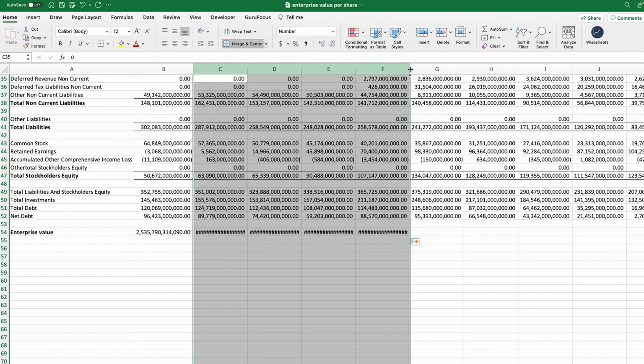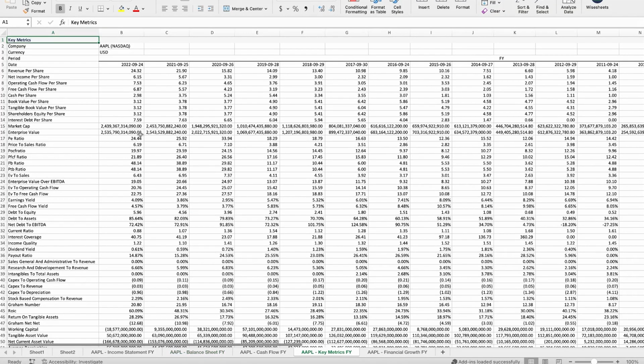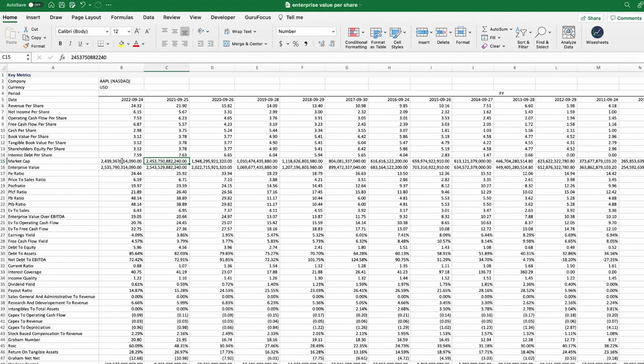Let's just verify this information. So we're getting the right numbers here. We're taking the total debt. That's great. Now the only thing we need to verify is the fact that we should want C15 here, which if we look here, C15, there you go. It's taking the right market cap, which is the market cap when the financial statements were released to the SEC.